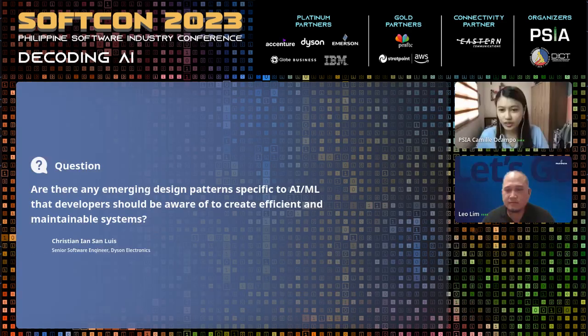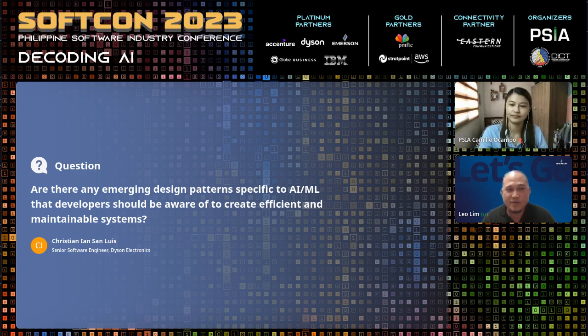So, okay. Thank you. So, another question. This is from Christian Ian. The question is: are there any emerging design patterns specific to AI/ML that developers should be aware of to create efficient and maintainable systems?